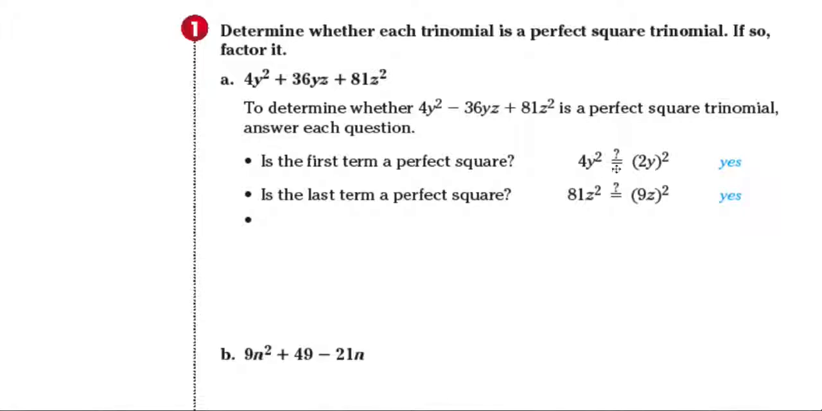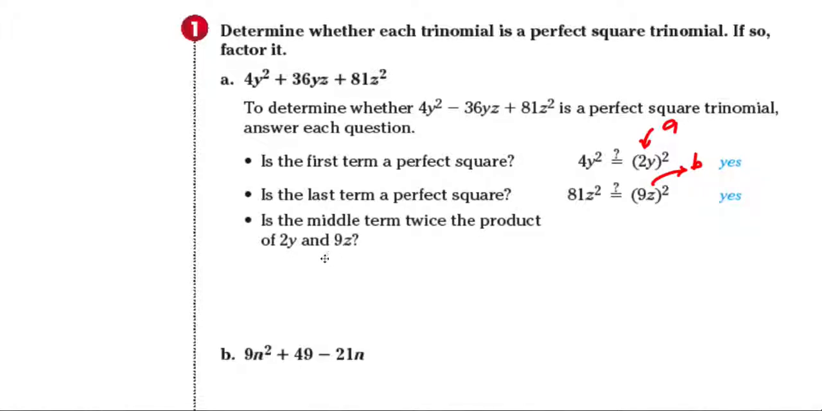If you notice, this is our a right here, and this is our b right here. So the last question is, is the middle term twice the product of 2y and 9z, or is the middle term twice a and b? If we multiply 2 times 2 times 9, that's 36yz.